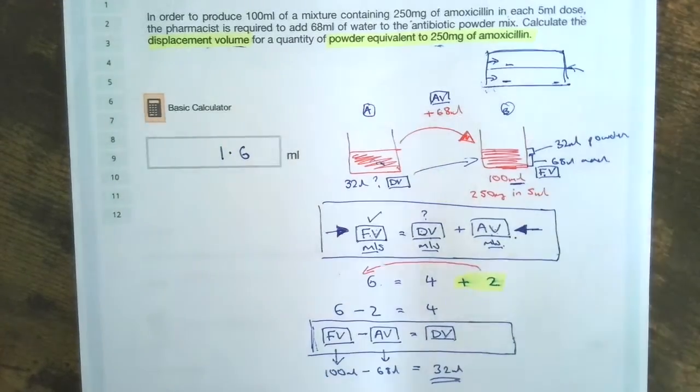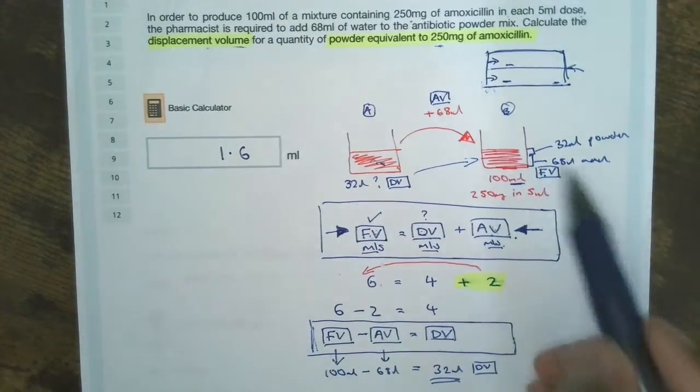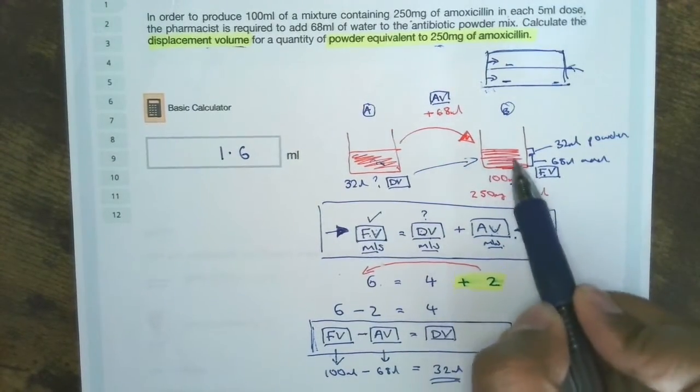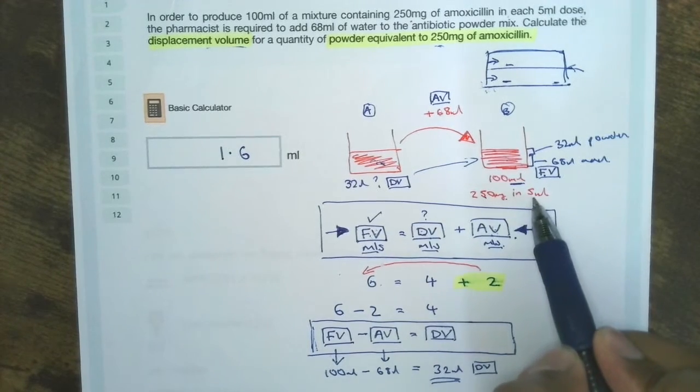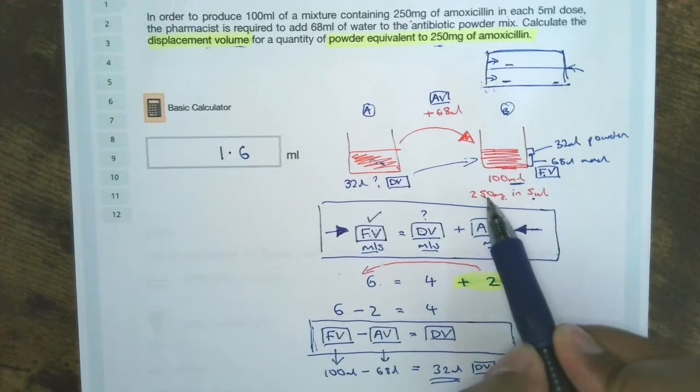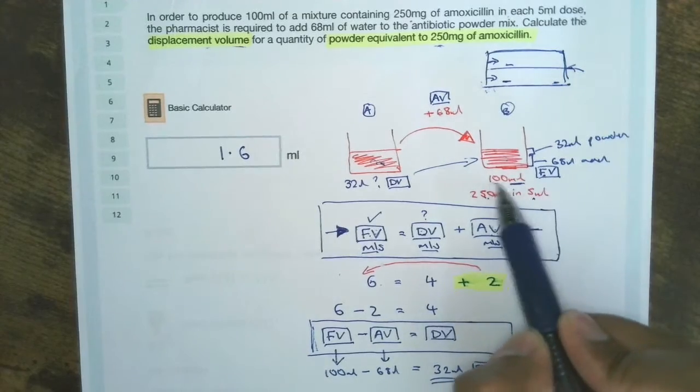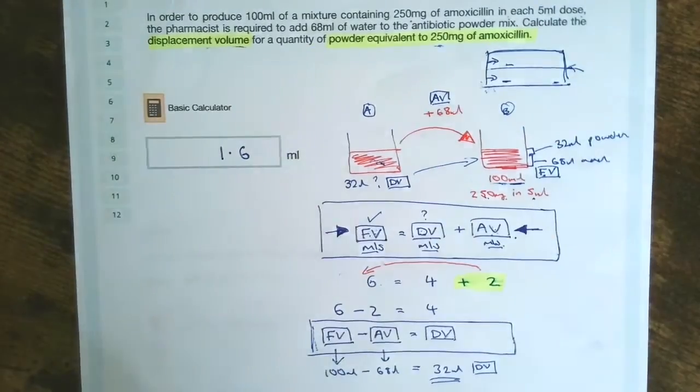So now that we've calculated this displaced volume, what we can do is we can say, look, the concentration over here is 250 milligram in every 5 mil. So what's the concentration in the final volume, 100 mil?